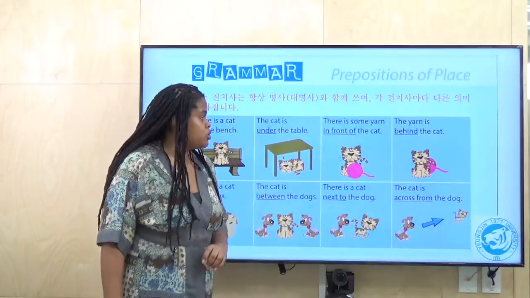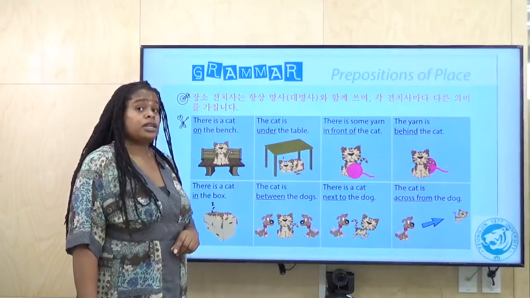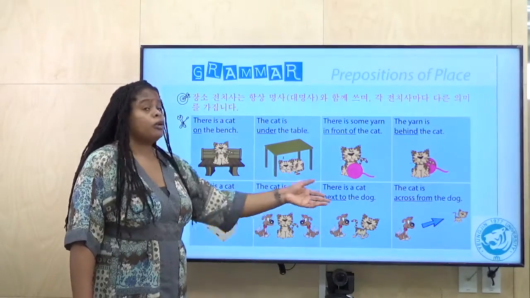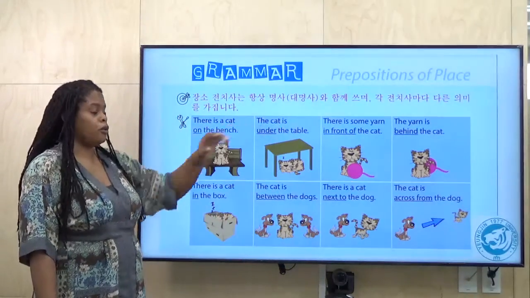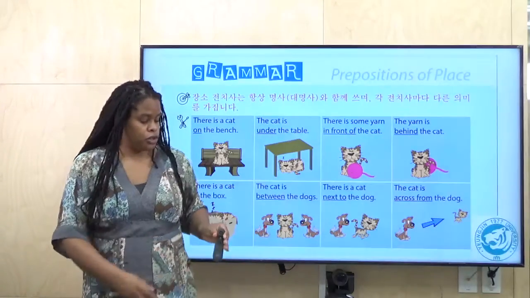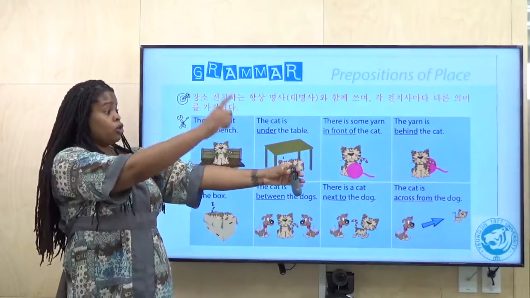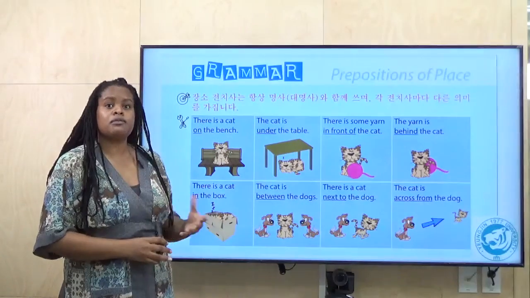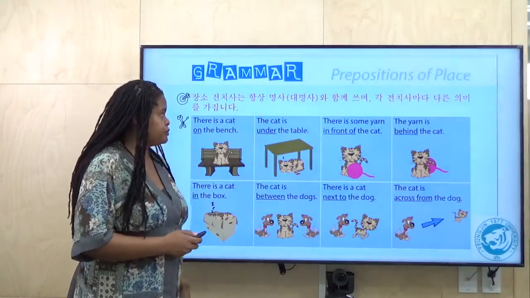And the last one in this chart, the cat is across from the dog. The cat is across from the dog. When we use the phrase across from, that usually means something farther away. So if it is close, you're going to say next to. If it is far from you, you're going to say across from. Similar to if you say something is across the street. It means it's on the other side.